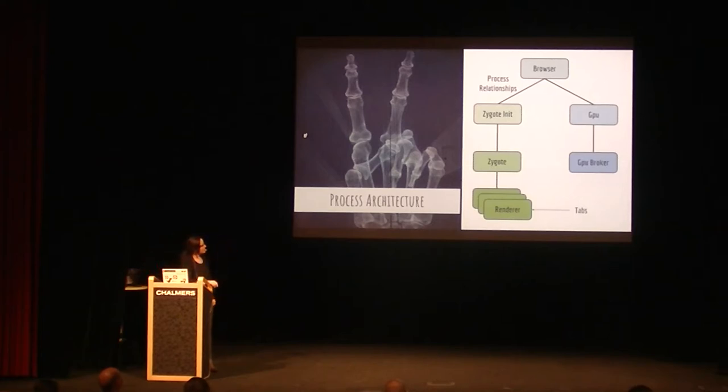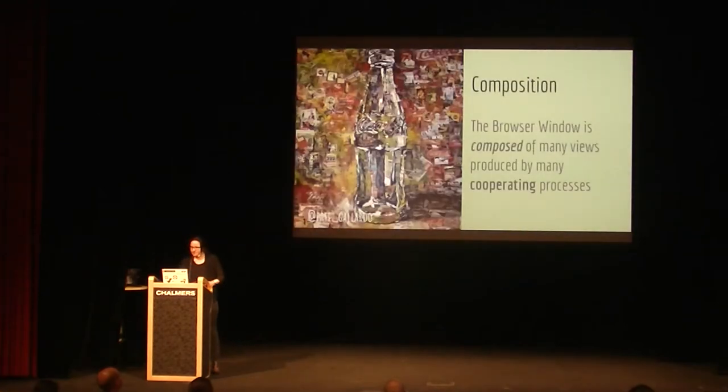On the right-hand side, you will see that the GPU access is split into two processes. I'm not going to talk about the GPU broker much, but all of the GPU access is done from one process. And the render processes are completely sandboxed, so they can't touch the GPU. They don't even have access to the file system. I have a whole talk on sandboxing in Chromium, which is on YouTube. Anyway, this is the general world we're living in.